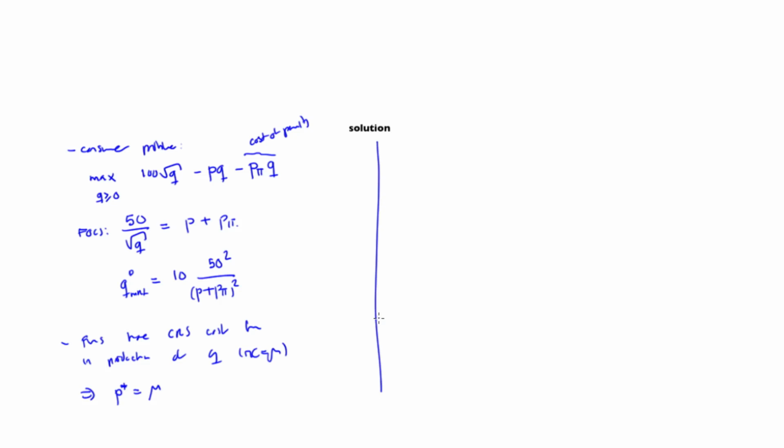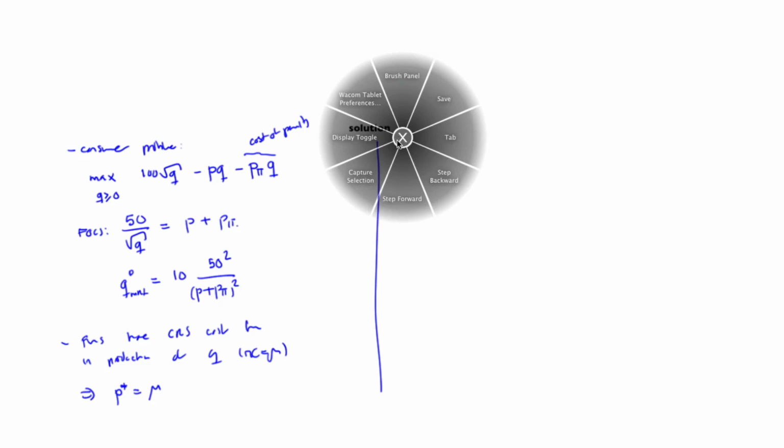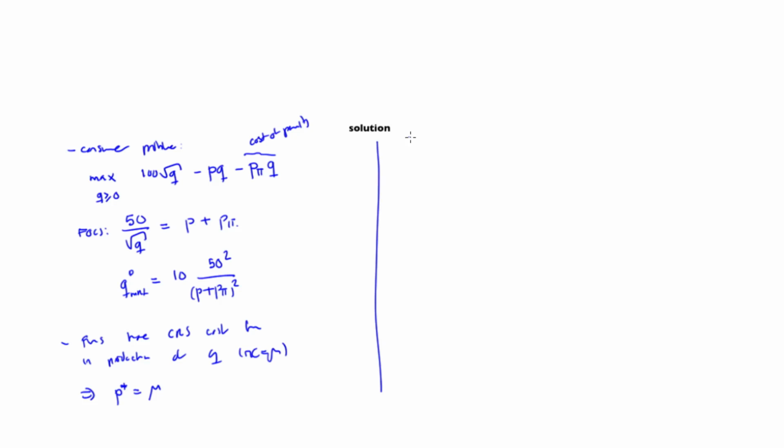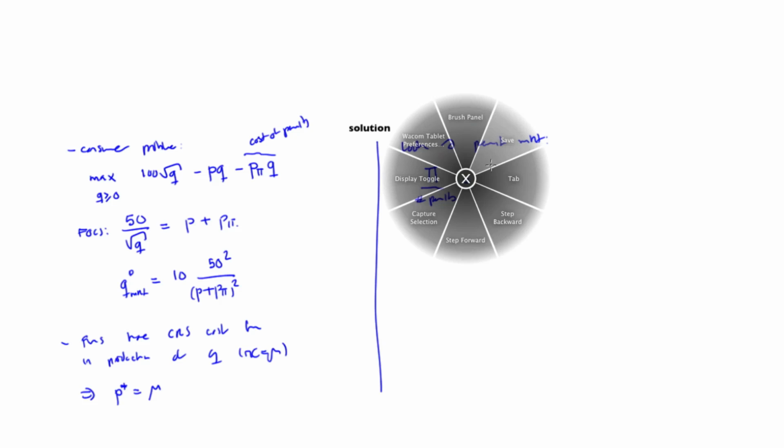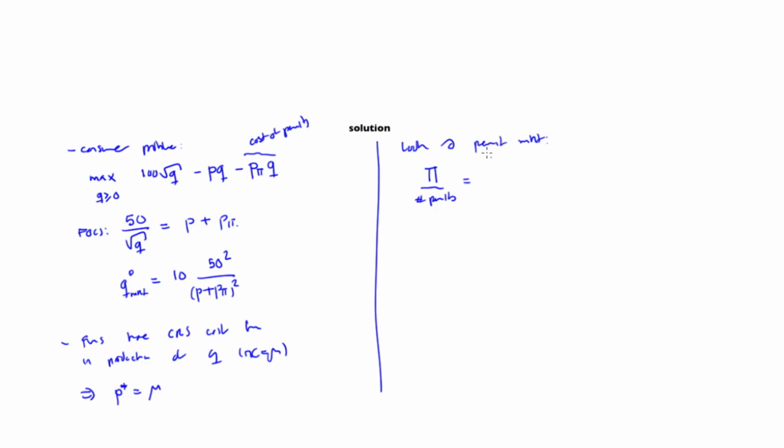Now what we're going to do is look at the permit market. We're going to have that in equilibrium, the number of permits has to be equal to the quantity demanded, which is equal to 10 times 50 squared divided by P plus P_pi, squared.